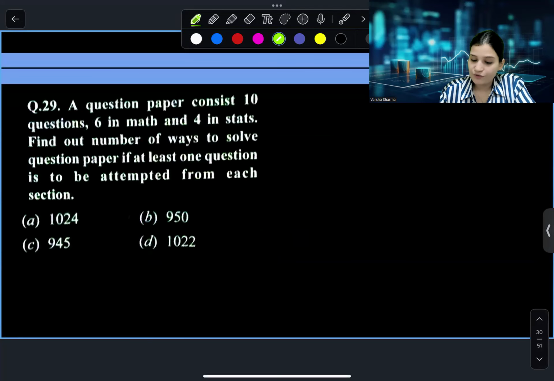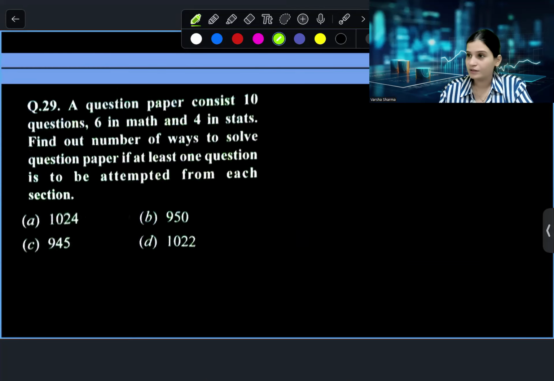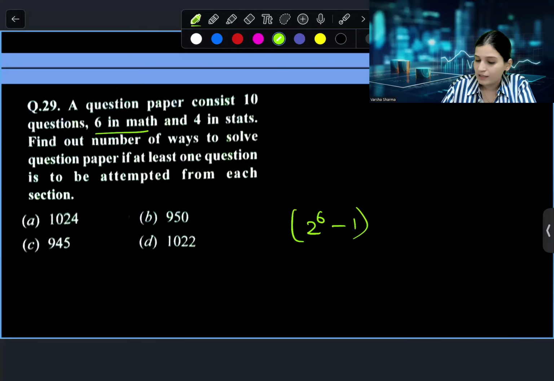A question paper consists of 10 questions, 6 in math, 4 in stats. Find out the number of ways to solve the paper. At least one has to be attempted from each. So every question, all the 6 questions have 2 options. 2 to the power 6. But I have to answer at least one. So minus 1. Same goes with stats. I have to answer at least one. You could have also done different cases. 1 from here, 3 from here, that's so many. Answer is 945.